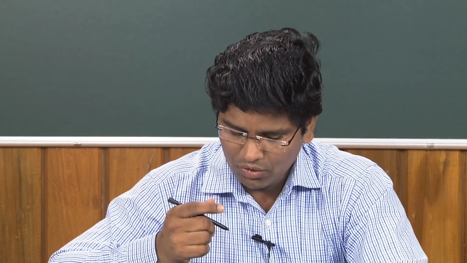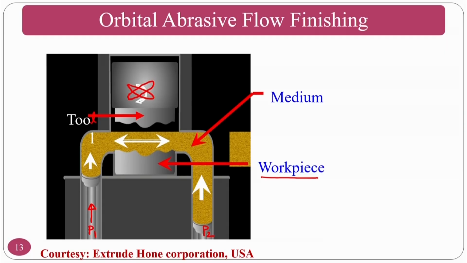These piston 2 and piston 1 try to reciprocate the medium. The orbital motion is given to the tooling. Due to the orbital motion of the tool, the medium will try to finish the shape that is there in the workpiece region. That is how the medium helps in finishing blind holes. Normally, finishing blind holes is one of the difficult tasks.